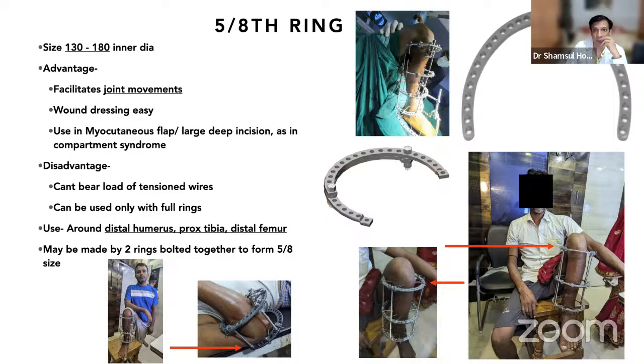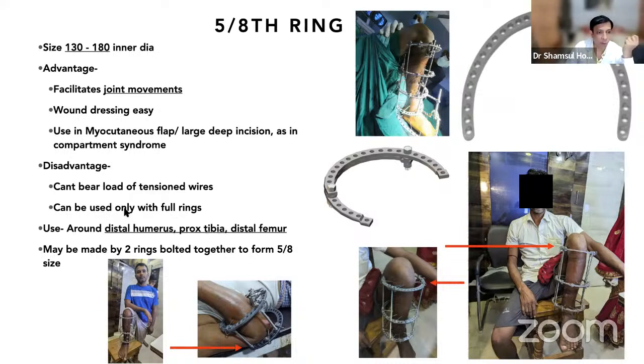So we can use this for the upper part, connect with the straight rods or hinges, and the sizes differ from 130 to 180 millimeter inner diameter. The advantage is that it facilitates joint movements. Wound dressing is very easy using a myocutaneous flap, or a large deep incision, as in compartment syndrome. The disadvantage is that it can't bear the load of tension wires. So load bearing is less in this. So you have to attach more rods. Be very careful with this.